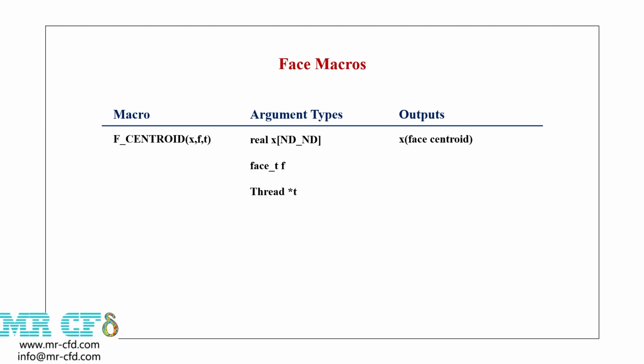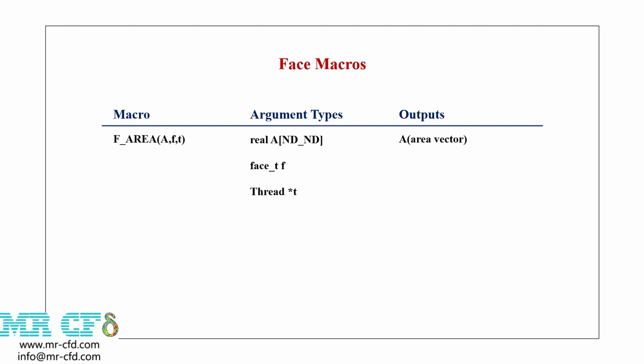The second argument represents a variable named f that receives data related to each of the surfaces. That is, there are multiple surfaces in a surface thread, and when we traverse each of the surfaces in this thread, the data of that surface is dumped into the f variable. And the third one is a pointer to the existence of a surface thread. The f area macro is used to obtain the area vector for a specific surface.